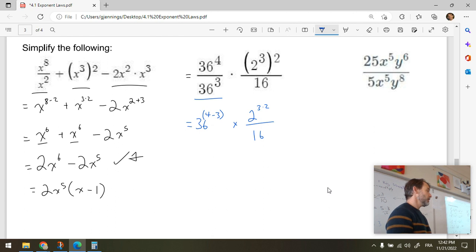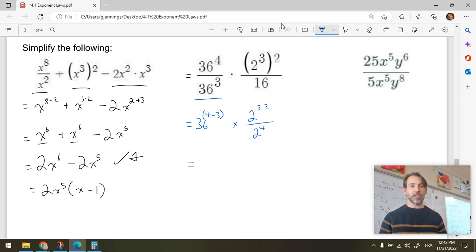We could rewrite 16, though, as a power of 2. What is 16 as a power of 2? 2 to the what equals 16? Well, let's test. 2 to the 1 is 2. 2 to the 2 is 4. 2 to the 3 is 8. 2 to the 4 is 16. Okay, so I could write 16 as 2 to the 4. Let's do that. Instead of writing 16, let's write it as 2 to the 4.